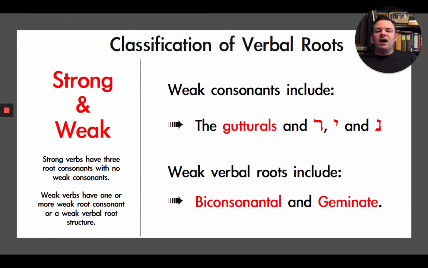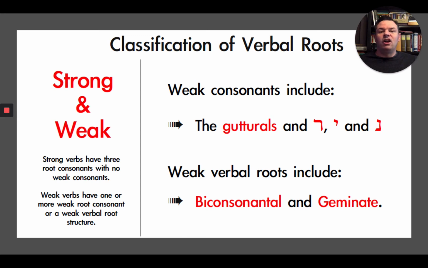So when we think about Hebrew roots, those 3 main characters that often make up a word, since most of them are going to be triconsonantal, which we talked about. There are 2 types of roots that we often talk about: strong and weak roots. So strong and weak roots.